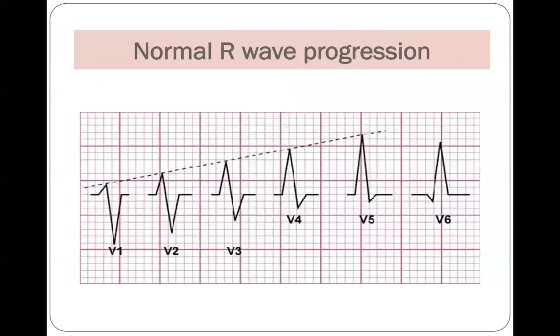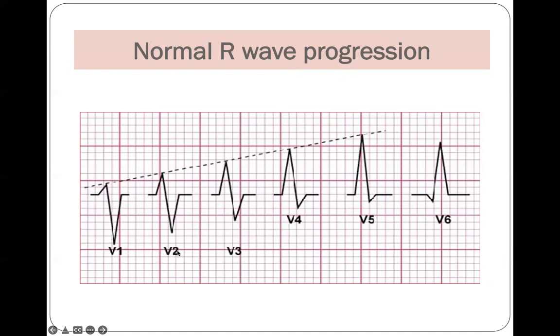The first one is the normal R wave progression. Normally, there is a progression of the R wave in the precordial leads from V1 going through to V6. As we have mentioned, V1 is directed towards the septum, so electricity at first moves towards it, producing a small r. Then the main electrical activity of the ventricle goes away from it, producing a deep S. So normally in V1, there is an initial small r followed by a deep S.